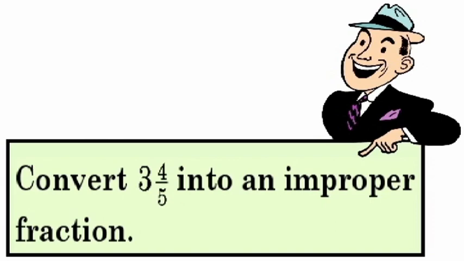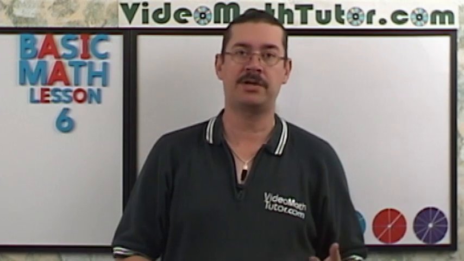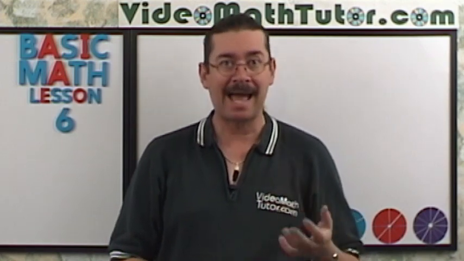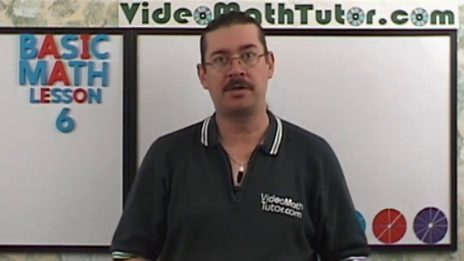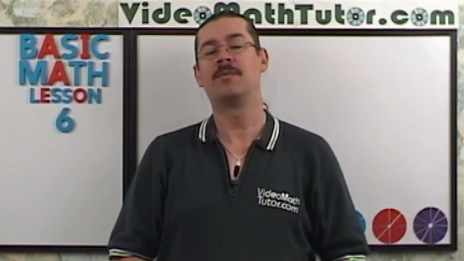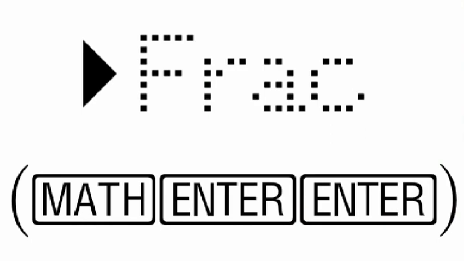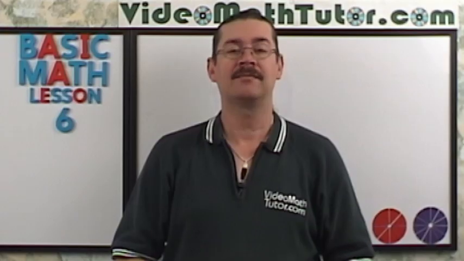Convert 3 and 4/5 into an improper fraction. So to input the mixed number into our calculator, what you need to do is actually add the whole part to the fractional part. So it would look something like this. Once you have that, then use your convert to fraction capabilities. Let's go ahead and try this.